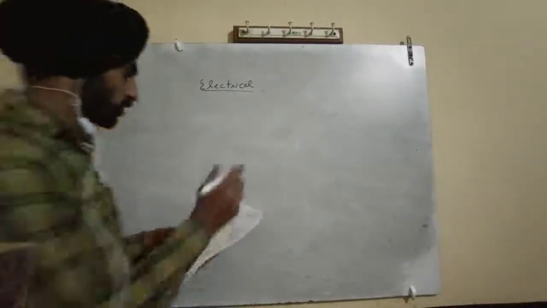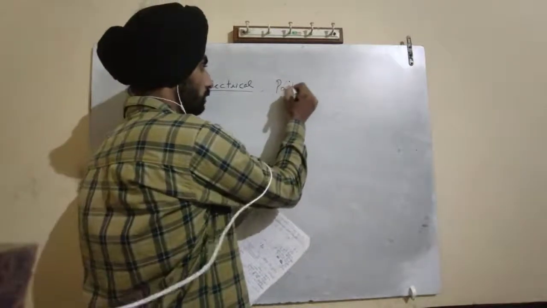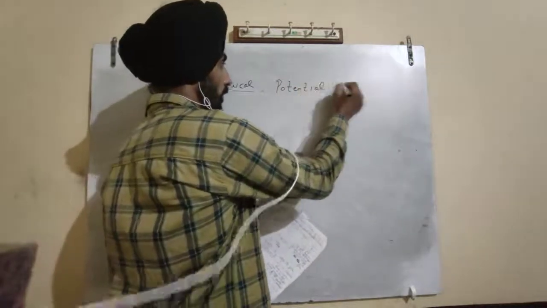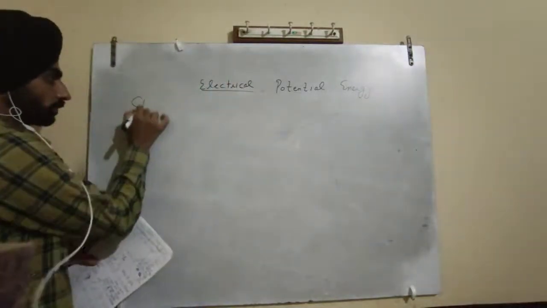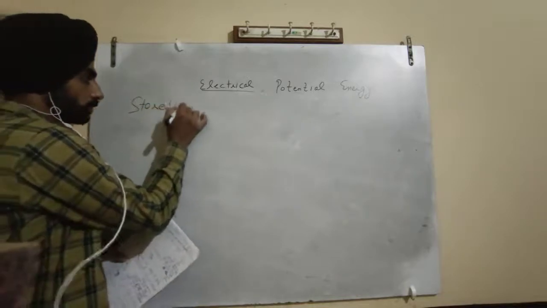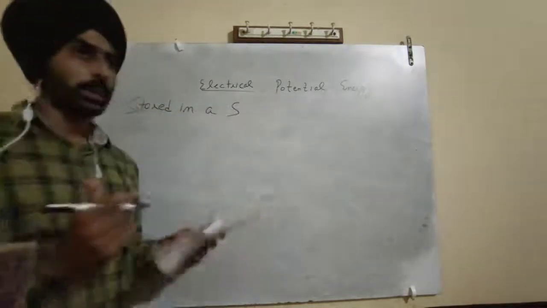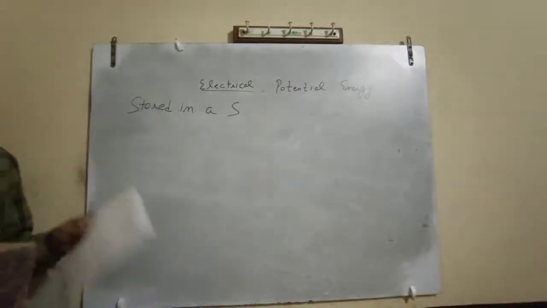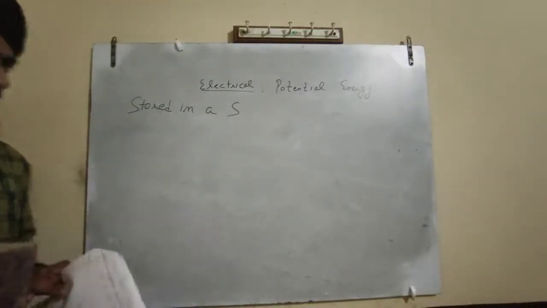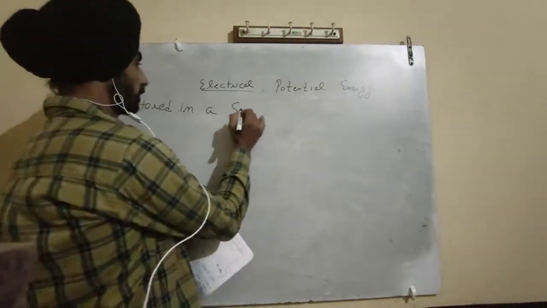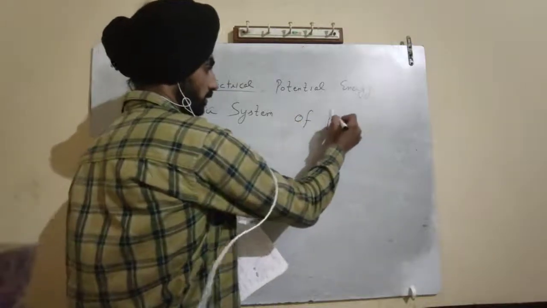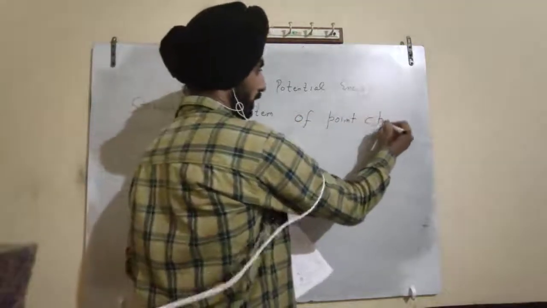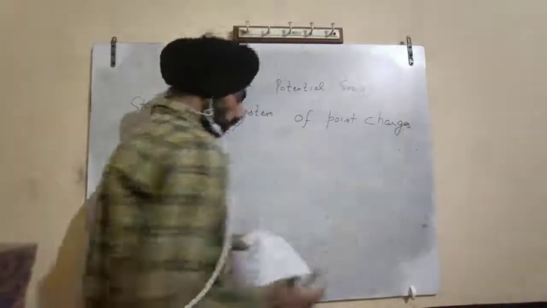Good morning, students. So today our lecture is on electrical potential energy stored in a system of charges. We have done the equipotential surface. We have done the relation between electric field intensity and the potential, and the electric potential stored in a system of point charges. So this is the topic. Make the heading of the topic.